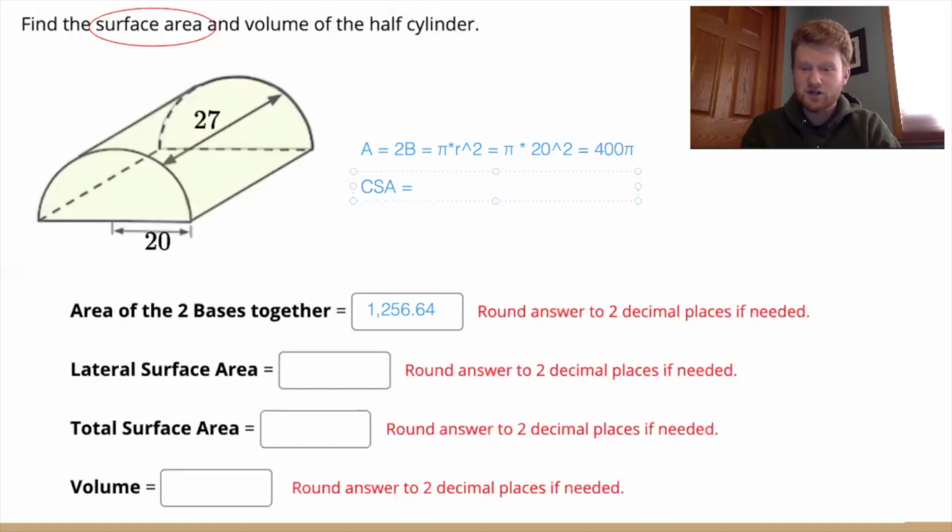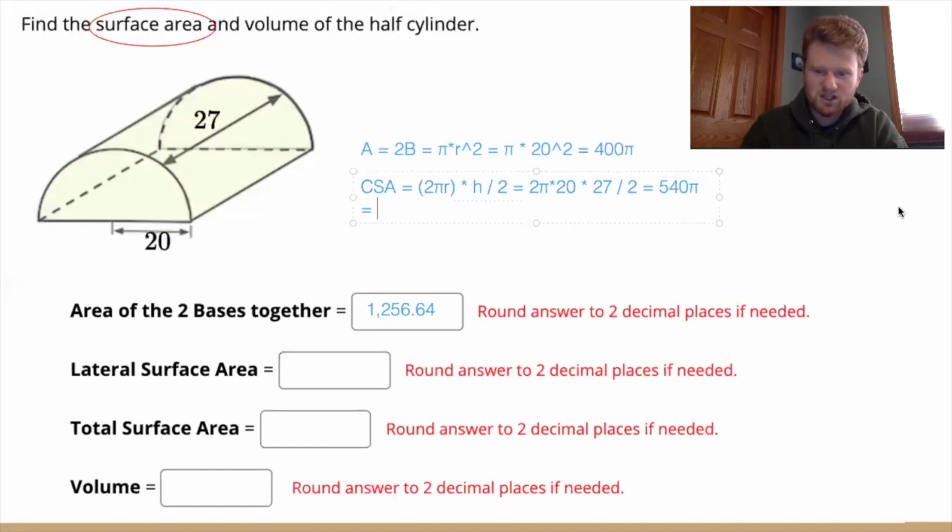And so for that, we're going to do circumference again. And here I've given you the radius, so we probably want to use the 2 pi r. So 2 pi r times our height. And then we're going to divide by 2, because we've sliced that curved surface in half. And so that would equal 2 times pi times 20 times 27, and then we'll divide by 2. And that would give us a total of 540 pi, which equals 1,694.46.